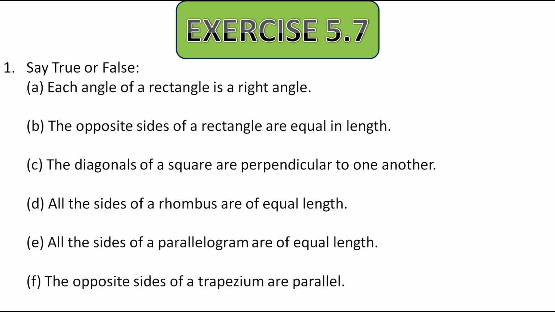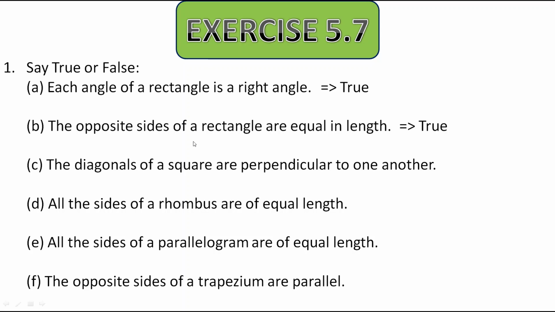Okay, so let's start solving this exercise. Say true or false. So the first statement is each angle of a rectangle is a right angle. Yeah, I think you all know this property. Rectangle and square have each angle equal to 90 degrees. So the first statement is true. Okay. The opposite sides of a rectangle are equal in length. Yeah, this property is also known to everyone. So this one is also true.